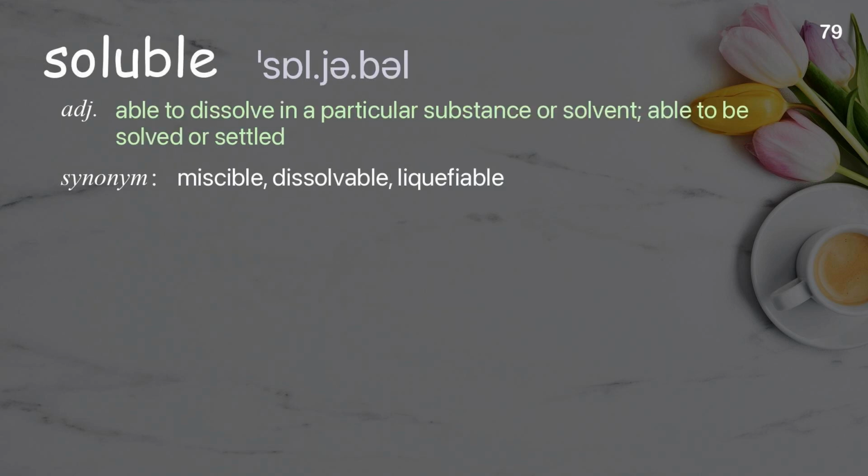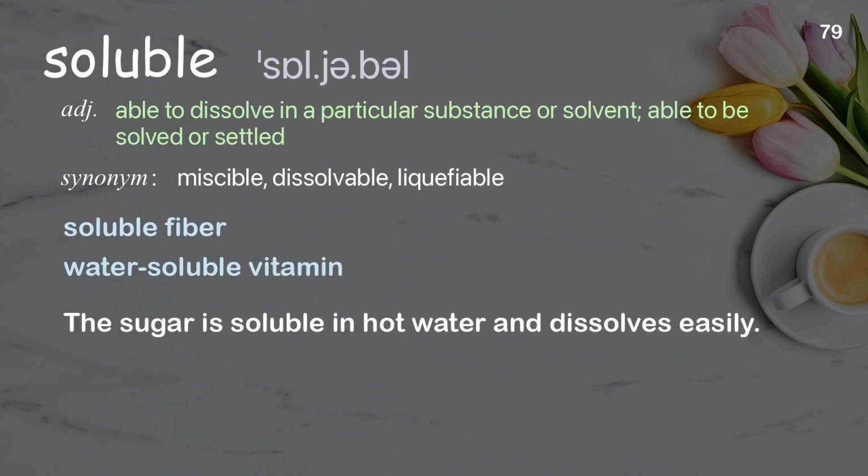Soluble: able to dissolve in a particular substance or solvent, able to be solved or settled. Examples: soluble fiber, water-soluble vitamin. The sugar is soluble in hot water and dissolves easily.